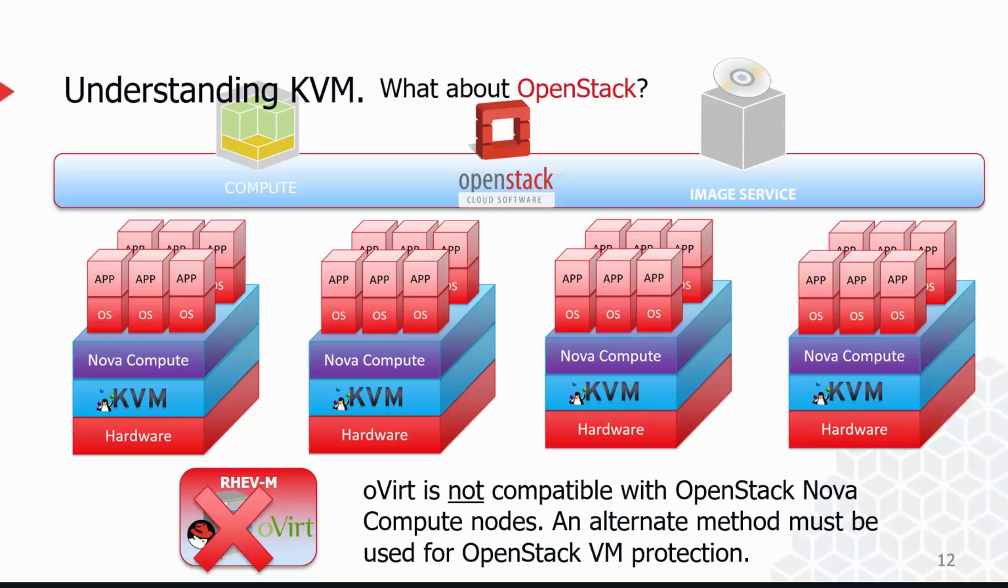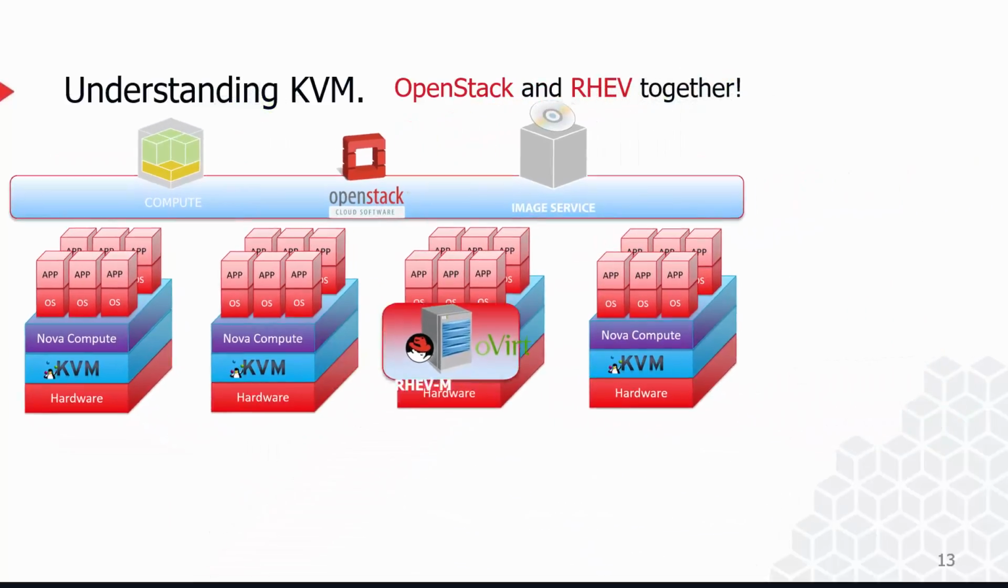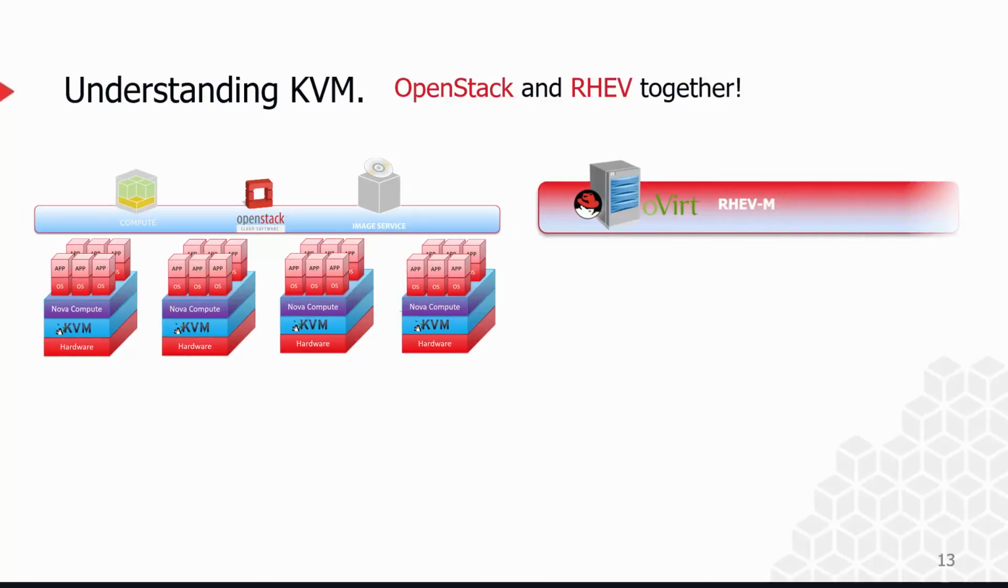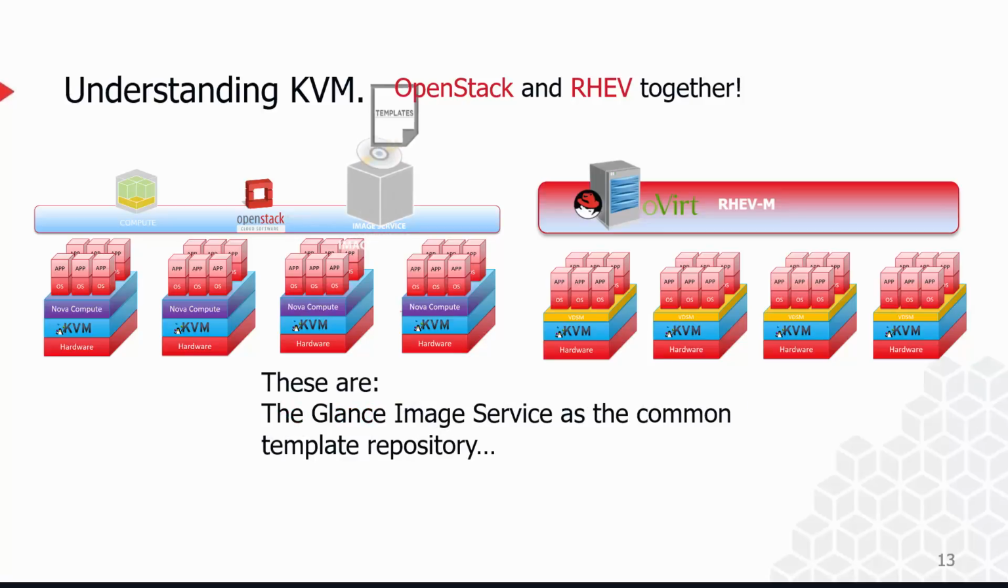In many scenarios, however, customers will have both OpenStack for their cloud solution running in parallel with Red Hat Enterprise Virtualization for their not-so-cloud-friendly production workloads. There are a number of advantages of having both of these solutions running in parallel, as OpenStack offers services that are able to interoperate across both of these platforms. One of these is the Glance image service. OpenStack Glance offers the ability to have a single template repository that can provide VM images to both OpenStack and RHEV environments alike.